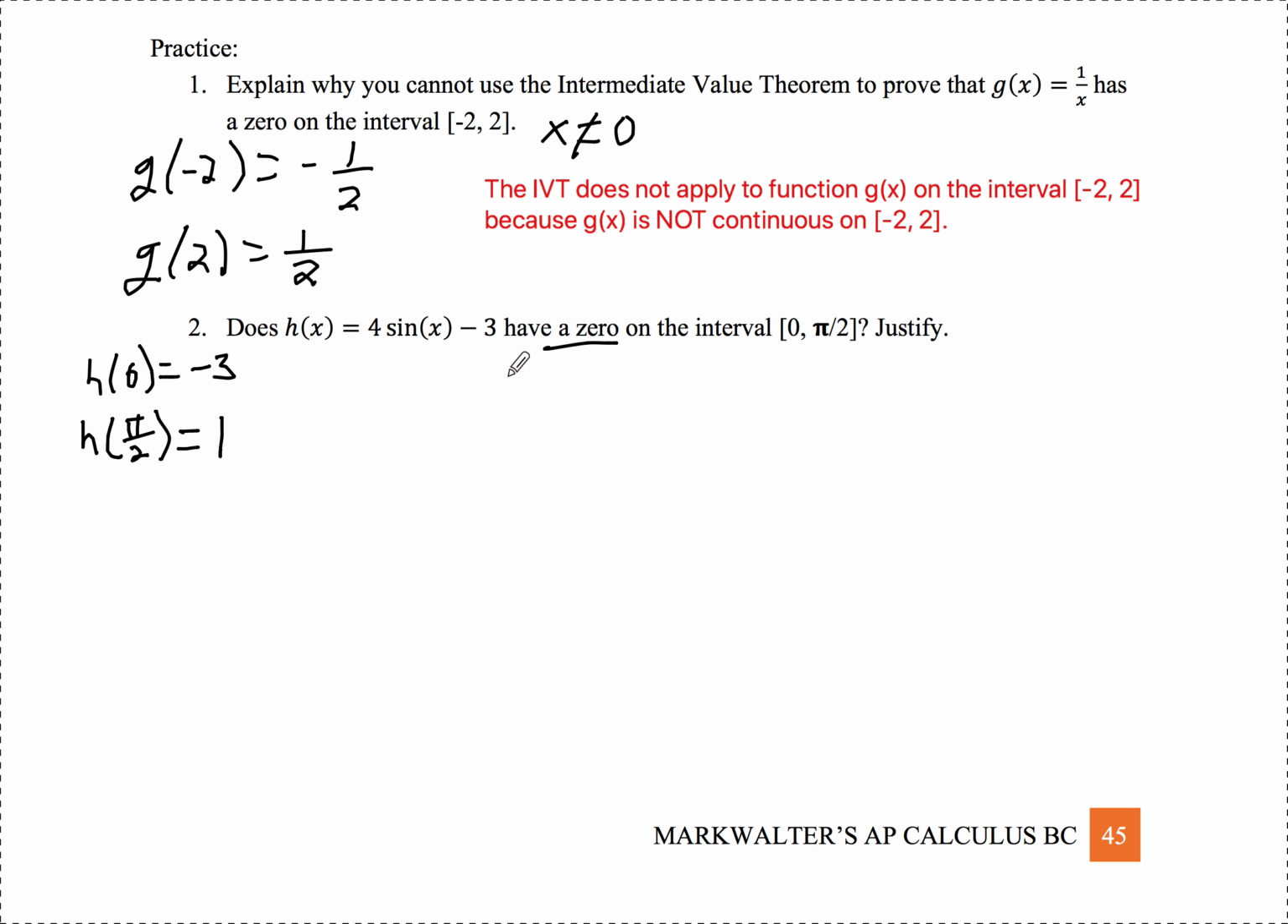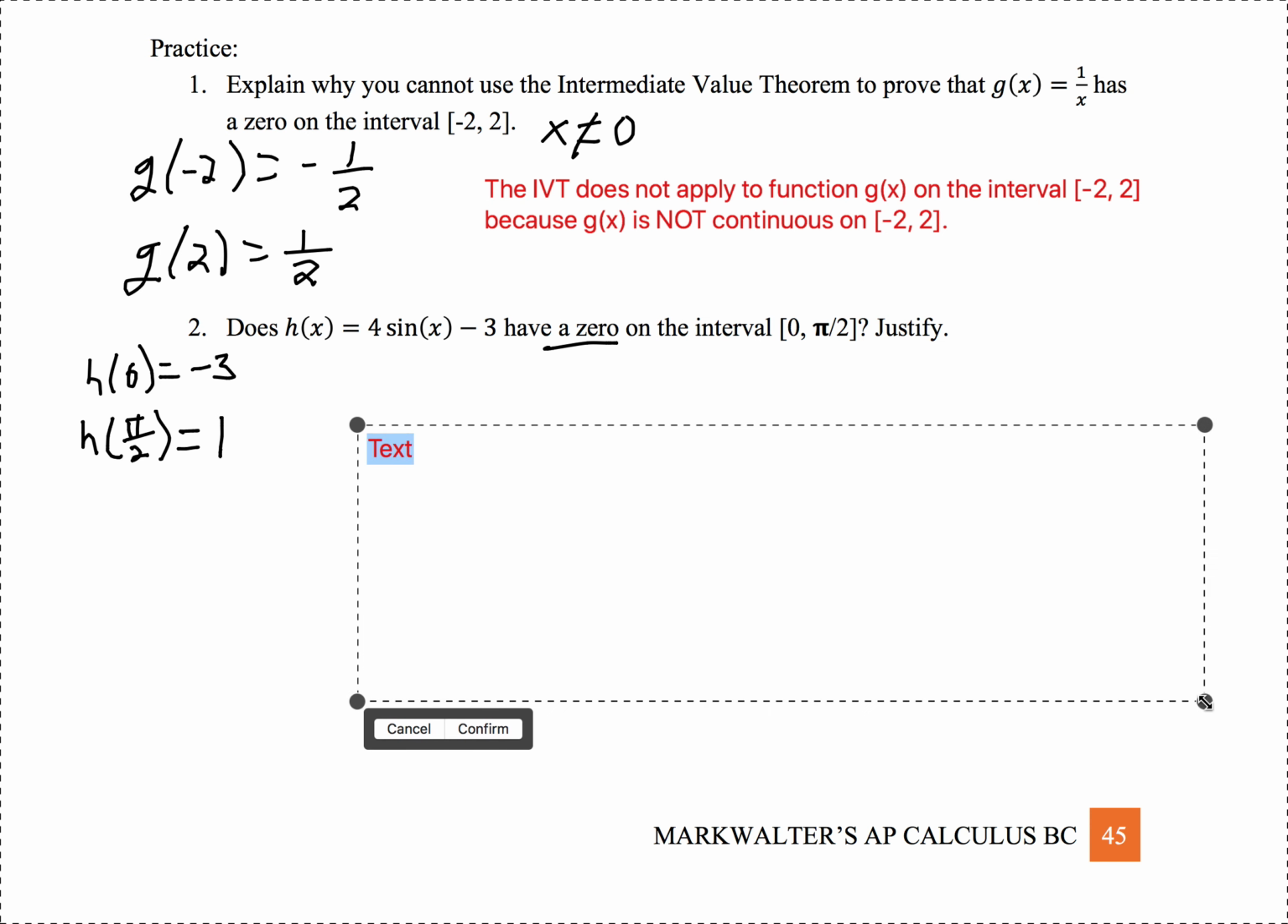The next thing we need to show, though, is do we have a continuous function here? So let's see. The only really interesting thing here is the sine of x. It's the only variable thing, but sine functions are continuous, right? So the IVT will apply. Sine functions don't have any holes, gaps, removable discontinuities, infinite discontinuities, anything. So I can say h of x is continuous.